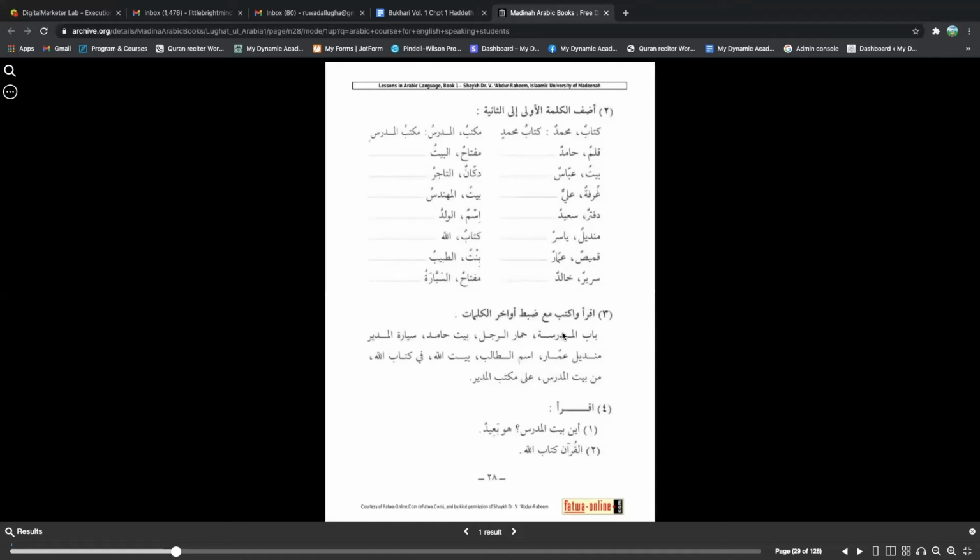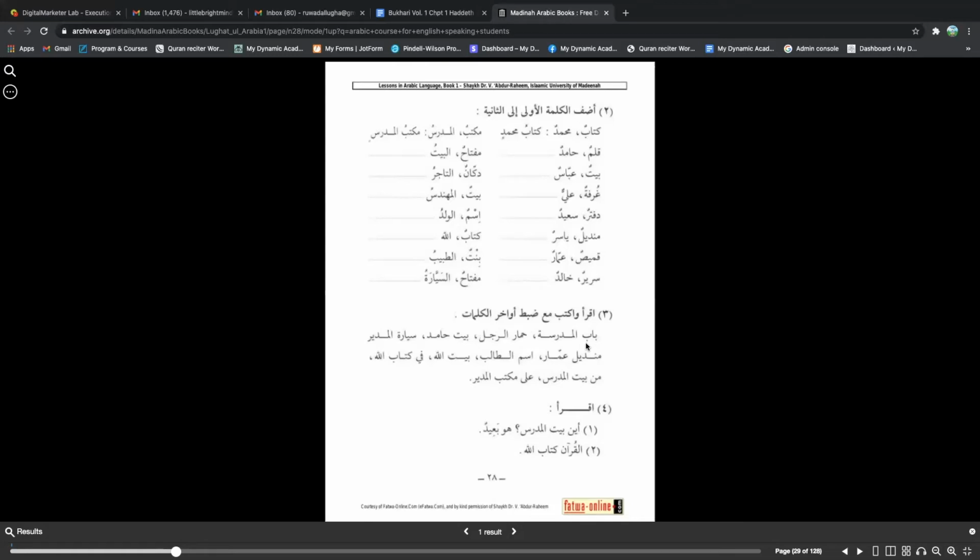Excuse me. Iqra' wa-ktub ma'a dabti awakhiril-kalimat. So read and write with dabt. So they want you to vowelize. You know, you put the right haraka at the end, awakhir, at the ends of the kalimat, the words. Okay, so show you understand.